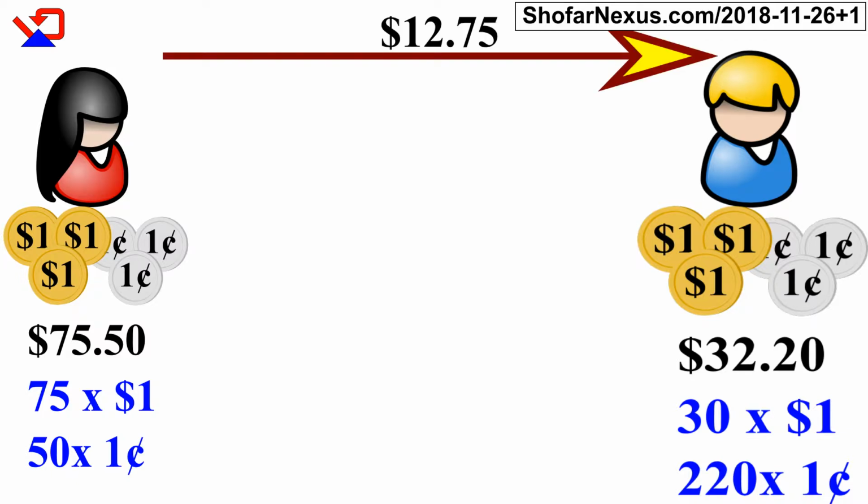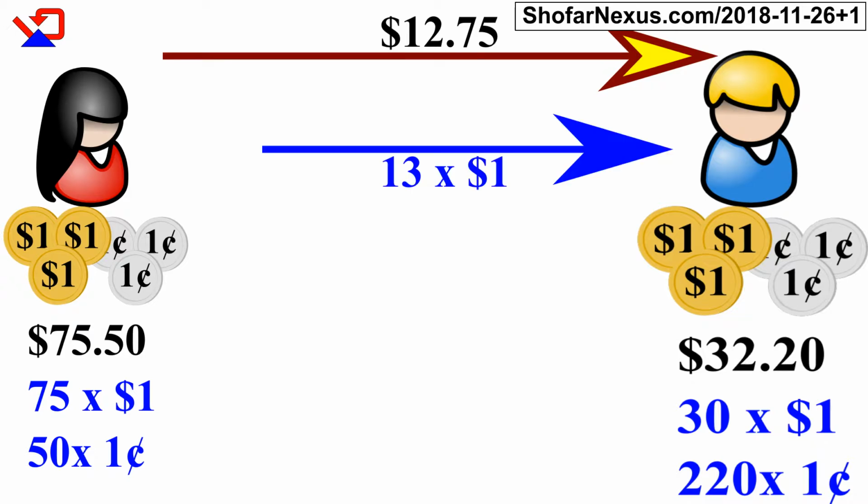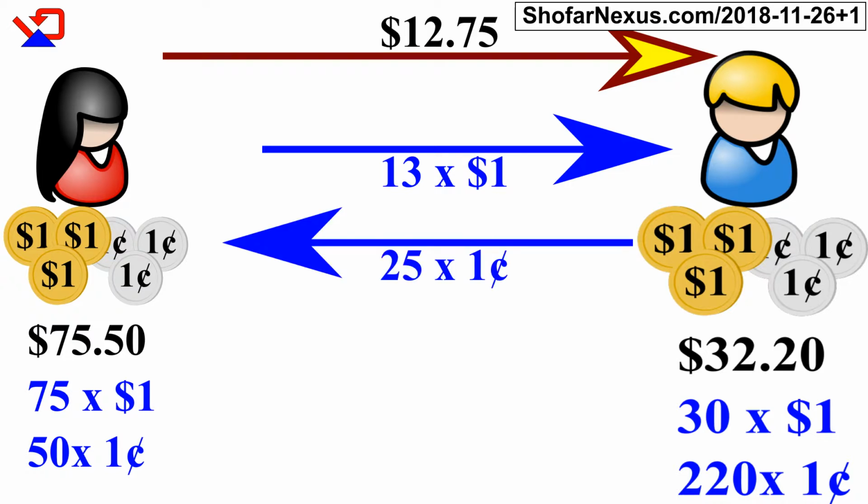Alice wants to pay Bob $12.75. To complete this transaction, Alice does not have the 75 penny coins. Therefore, we'll give Bob 13 $1 coins. Bob must then return to Alice 25 penny coins, and the transaction is complete.